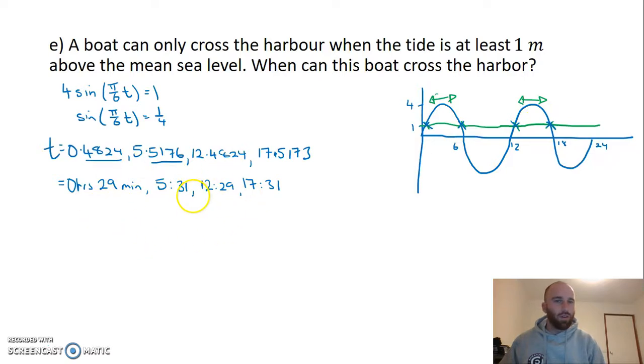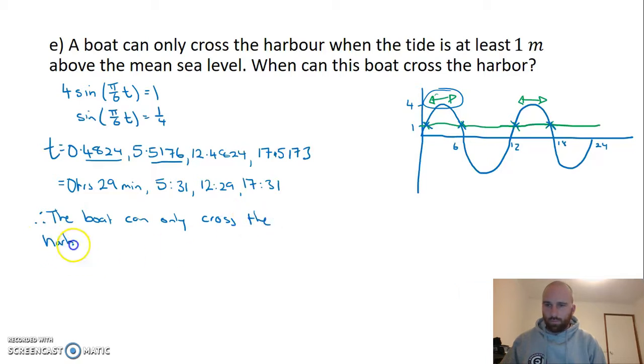But again, when can this boat pass the harbour? All I've given you is the times. Now we need to put this into something that makes sense. So what we can do is go, therefore, the boat can only cross the harbour between 0:29 and 5:31.